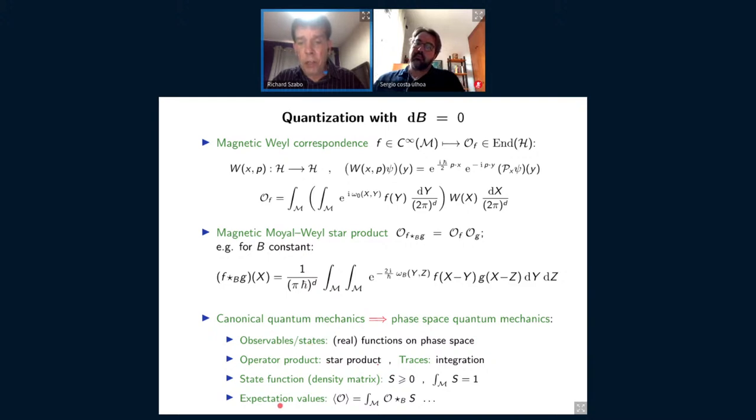And using the state function, we can calculate expectation values of observables through star products and integration over the phase space. It's just a sketch of what happens in the phase space formulation of quantum mechanics. So in this nice associative case, where the magnetic Poisson brackets give an associative algebra, there's a complete understanding of the quantum mechanics of the system, both from the perspective of canonical quantum mechanics, where we can construct a Hilbert space of physical states and represent the observables as operators there, and also in the context of phase-space quantum mechanics through this dictionary down here.